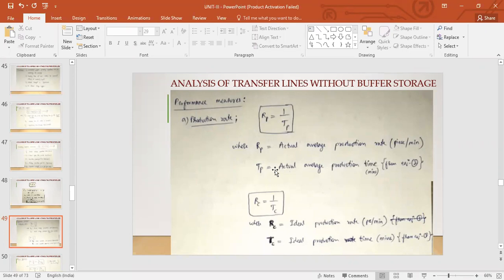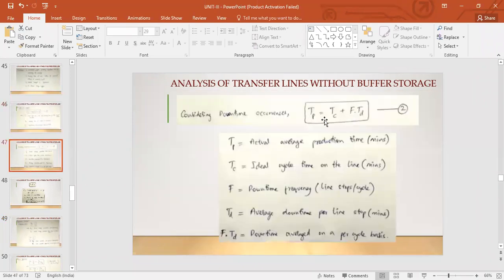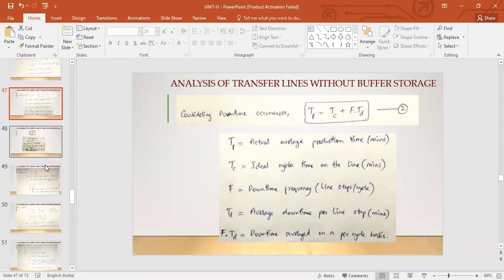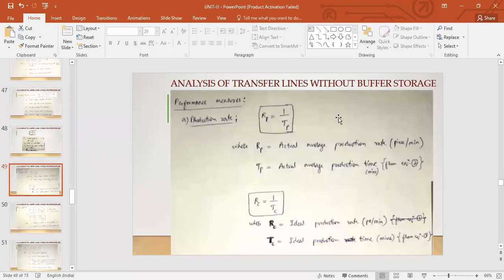Actual average production time TP, from equation 2, we have learned here, TP is TC plus FTD. So you do the reciprocal of that, because this is in minutes. If you do a reciprocal of that, you get pieces per minute. So that is your production rate. But if you want to calculate from ideal, RC is 1 by TC, the reciprocal of ideal production time. The reciprocal of TC will give you RC, that is the ideal production rate. Ideal and actual, that's the difference.